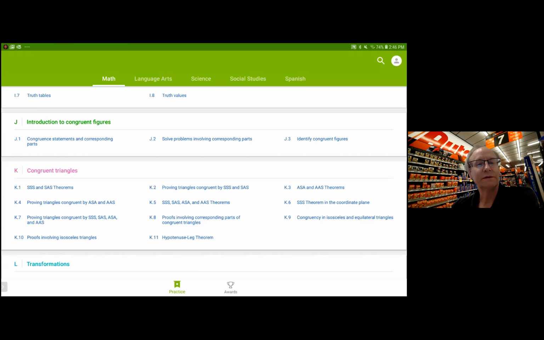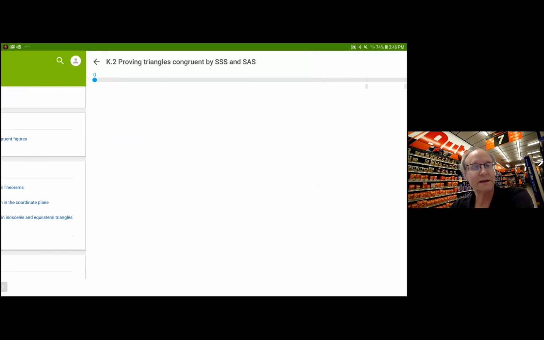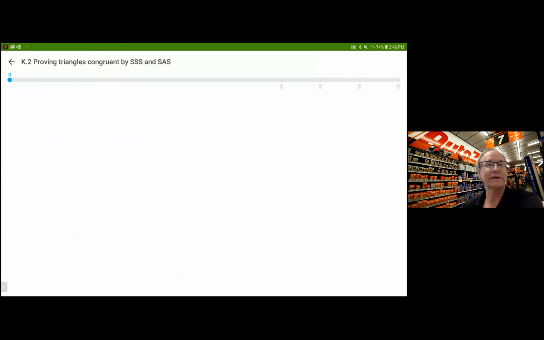Hi, everybody. I'm going to go ahead and do K.2, which is from the geometry IXL, and it's proving triangles congruent by side, side, side, or side, angle, side. Let's take a look and see what they give us.